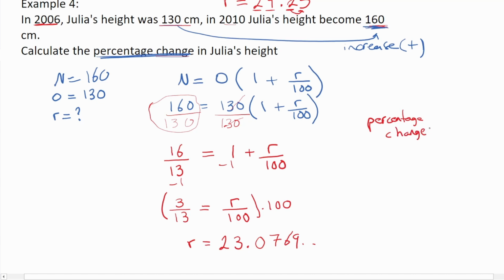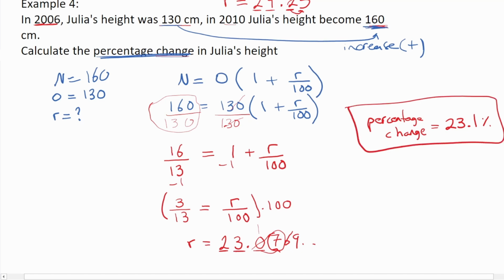Now, writing down the final answer, the percentage change is equal to, we're going to round it to 3 significant figures. Generally, we always round to 3 significant figures unless stated otherwise. So this is the first significant figure, this is the second, and this is the third. Of course, the 0 will get rounded up because this is a 7 over here. So this becomes 23.1. Okay, this is the answer.